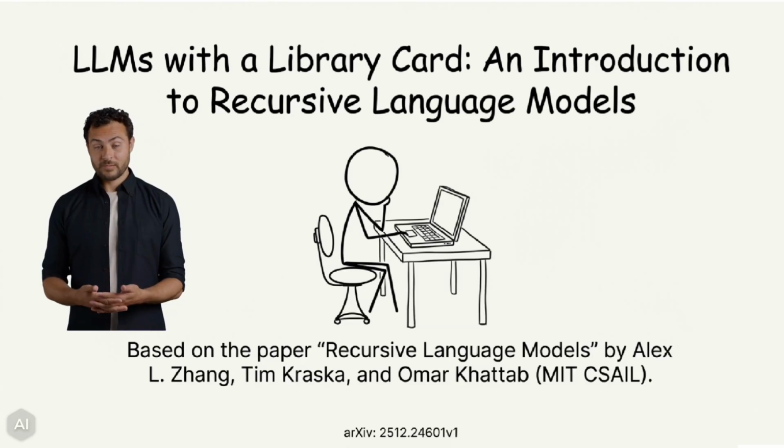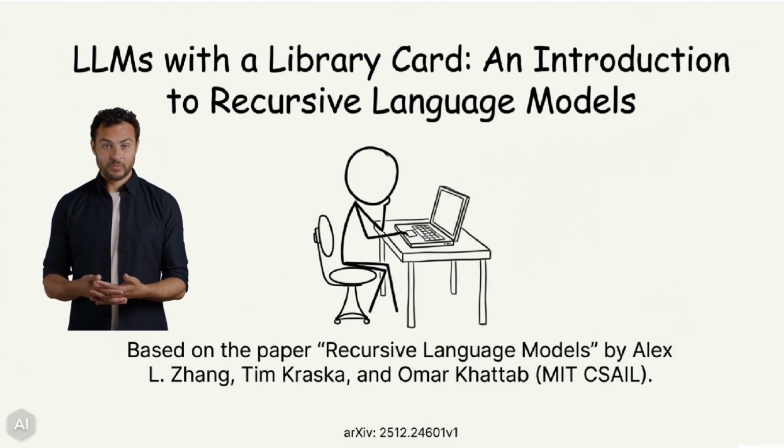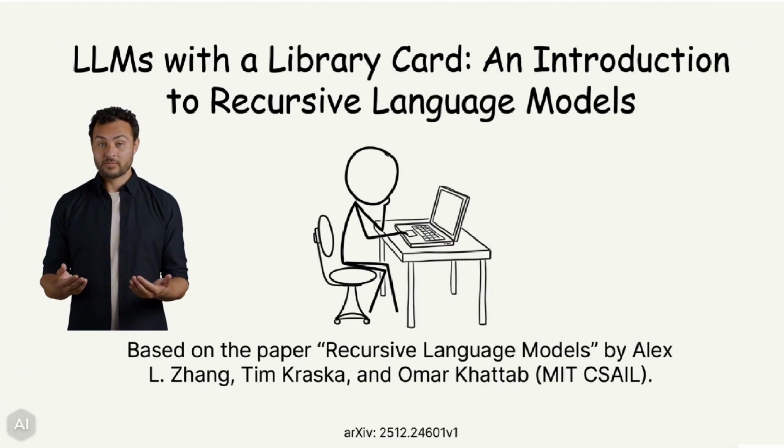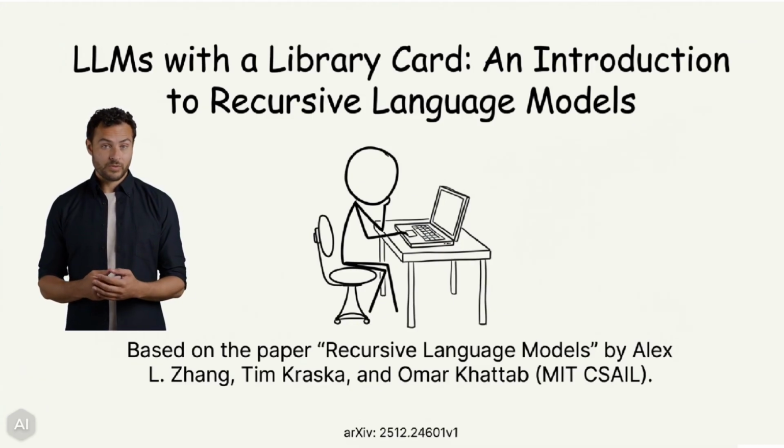Welcome to LLMs with a Library Card, an introduction to Recursive Language Models, or RLMs. The big idea is simple. Instead of asking a language model to hold everything in its head, we give it a reliable way to look things up, like checking out books from a library when it needs facts, context, or supporting evidence. In this presentation, we'll explore how recursion lets a model break a task into smaller steps, retrieve the right information at each step, and then combine those pieces into a stronger final answer.